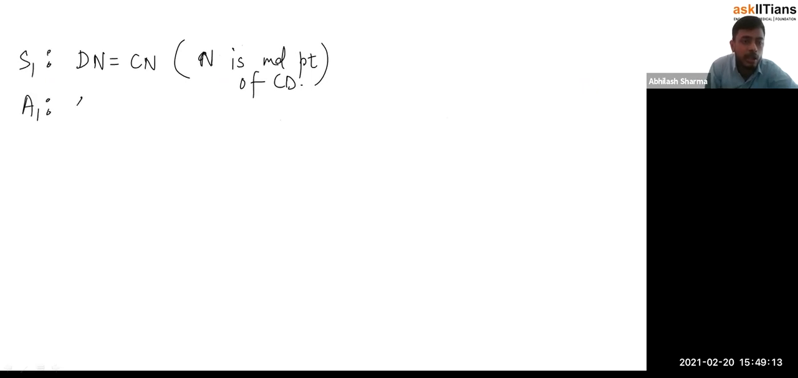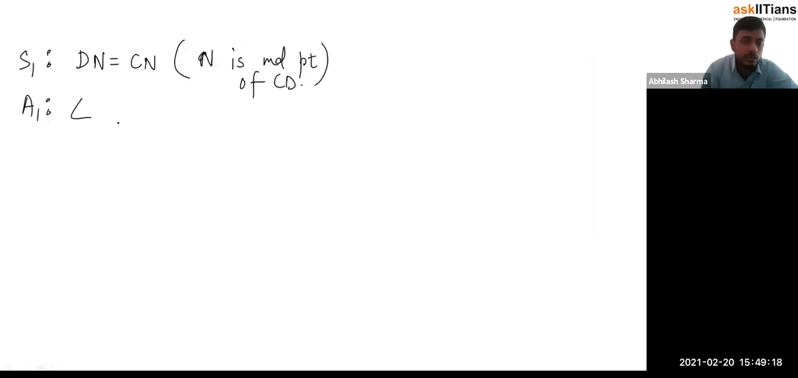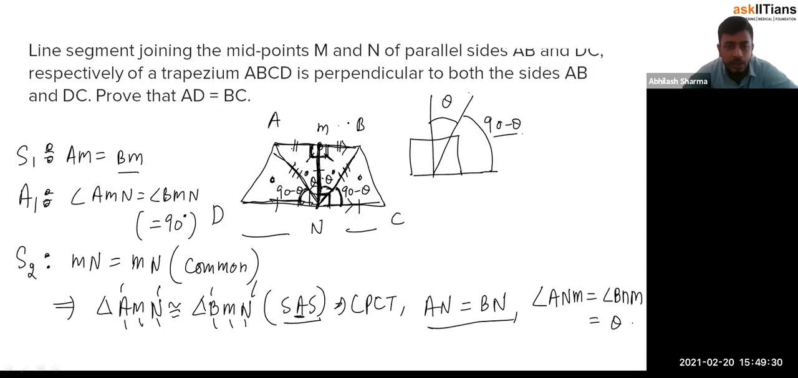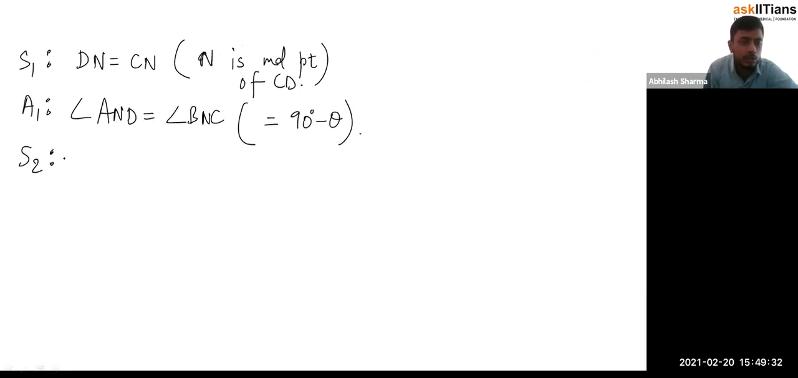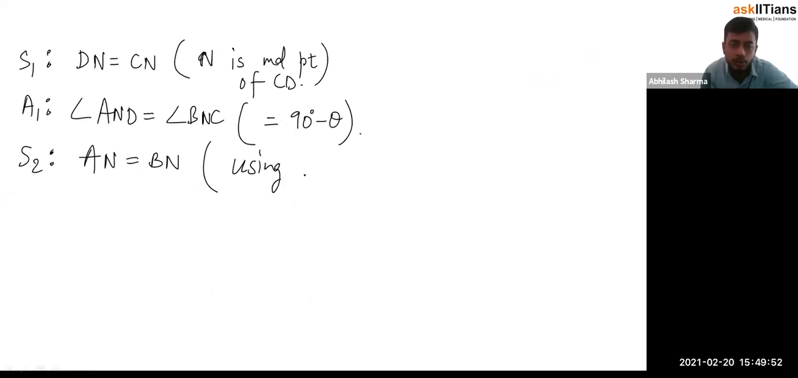Then we'll talk about the angle. Angle A and D should be equal to angle B and C. Reason is both are equal to 90 minus theta, okay, as we have easily proved already. Now side 2 would be, what can we say? AN equal to BN, and logic what will we give? Just name this equation 2. Okay, by CPCT what we had concluded, right? AN equal to BN using equation 2.